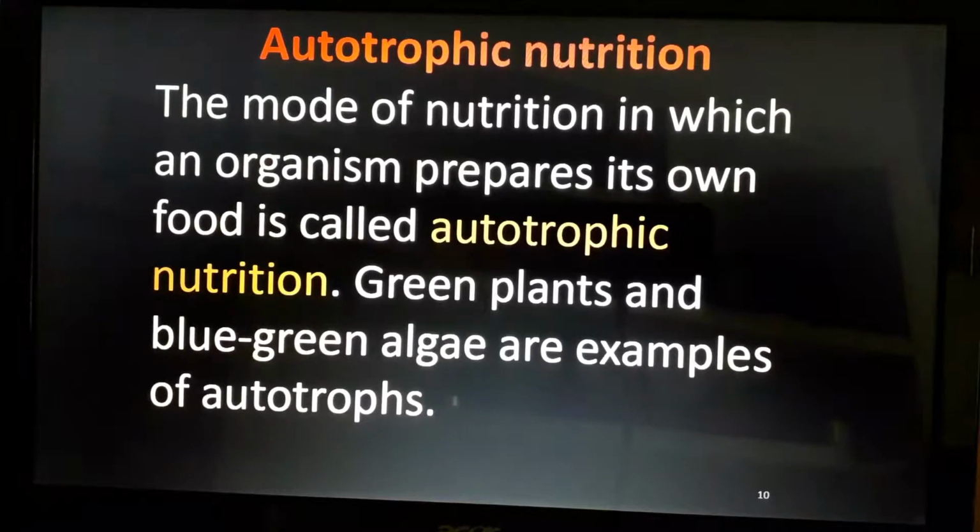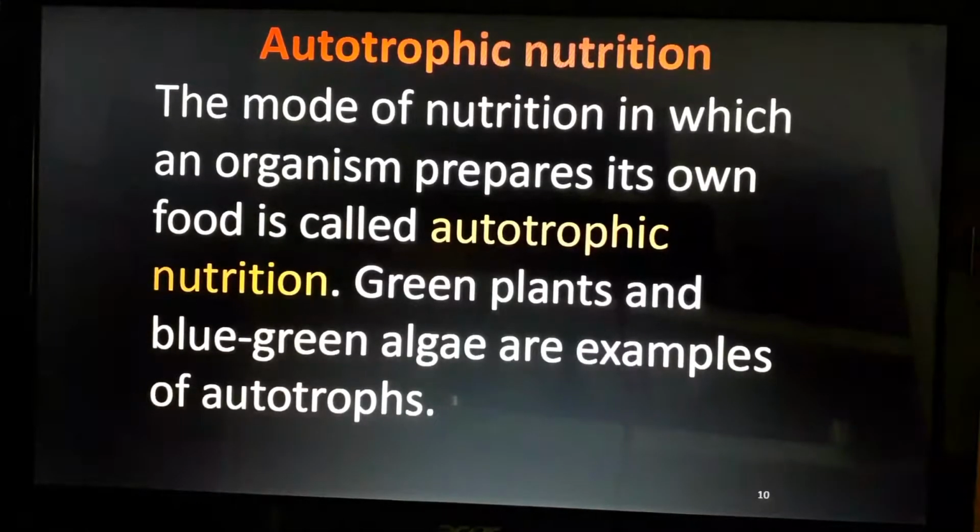Mostly what all things we see around us which are green in color, living organisms, I am not telling about a green car or green bike. Living organisms which are green in color are able to prepare their own food. What is that process called? Anyone? Okay, photosynthesis is the process. We studied it in 6th standard, I think. Now we will study it in detail. Green plants and blue-green algae are examples of autotrophs.